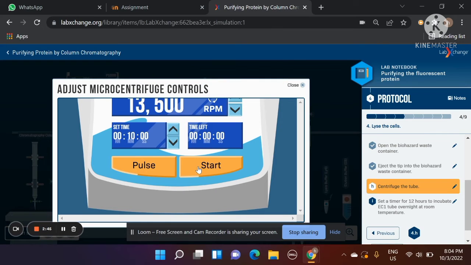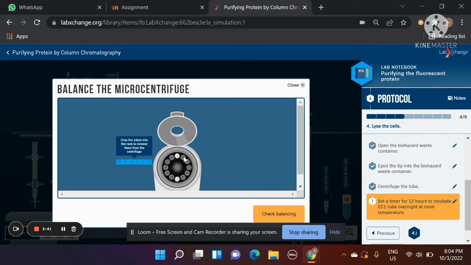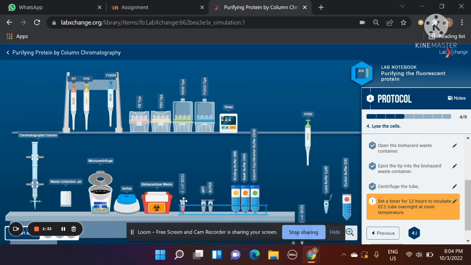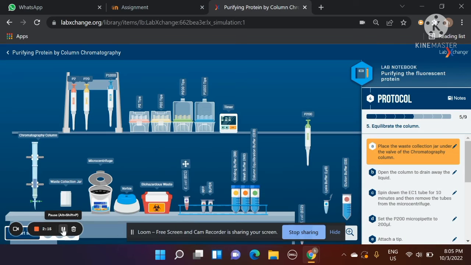Then centrifuge it for 10 minutes. Afterwards, I have to take the tube. So then we have to set the time for 12 hours to incubate the solution. Then we have to start the timing. Let's move to the fifth procedure, which is equilibrate the column.